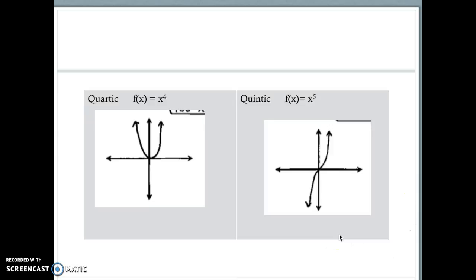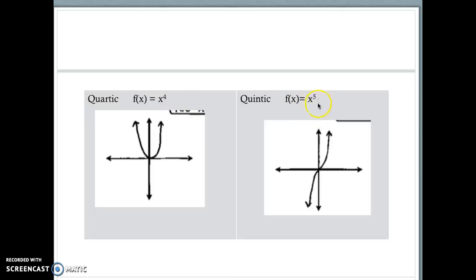Next we have quartic, or x to the fourth. It's a lot like quadratic in the shape because it's a U shape. And we know that if we take 2 to the fourth power, we're going to get 16 still. And if we take negative 2 to the fourth power, we're still going to get 16. So if we have a negative or a positive of the same number, we're still going to get the same y value with the quartic.